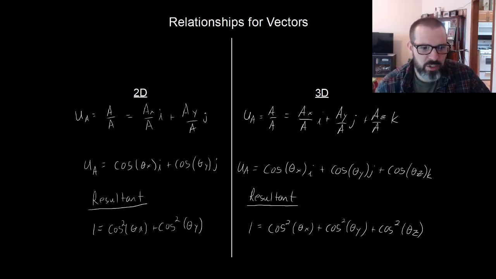So we can define the unit vector as just the cosine of the angle. This gives us direction without magnitude. And if we have a unit vector, the resultant is obviously equal to 1. That's why we call it a unit vector. That 1 is equal to the cosine squared of the angle between the vector and the x, y, and z axes.